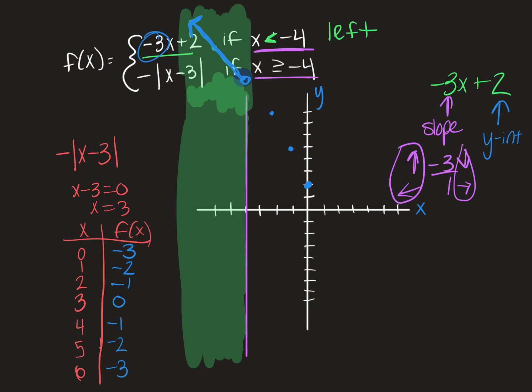Where you keep it negative? Yeah, because that's like telling you how far down to go. So it's like 0, negative 1, negative 2, negative 3. That's what makes the V.